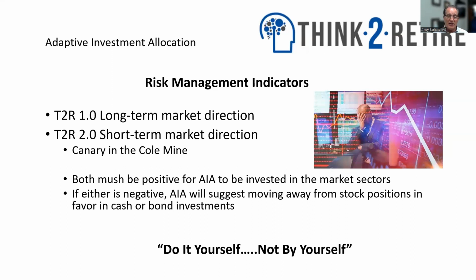Now, it's important to understand that they both have to be positive for us to suggest being in the market and allocated in the sectors and the different asset classes of which we would provide you in your monthly newsletter. If either one of these turn negative, we're going to send you an alert and we're going to back away and go into safer areas, because that indicates we may be going into a period of market distress, which we want to sit out and miss.